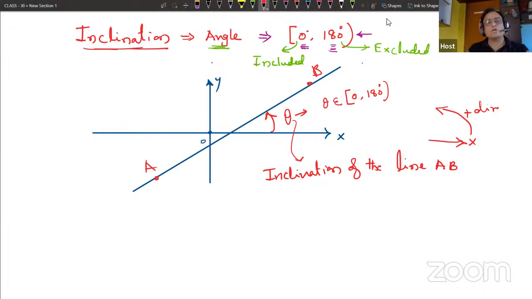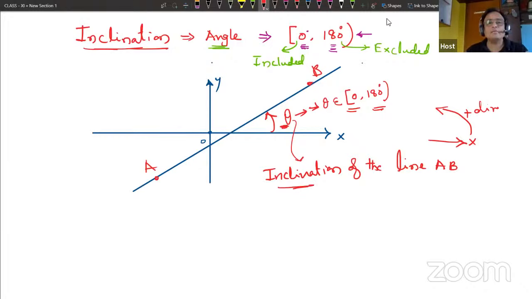First of all, you can remember it like this. Inclination is, number one, the angle made by the line with the positive x-axis and measured in positive direction. Not only that, you have to confirm that the angle should be between 0 to 180 degrees. Then the angle between the positive x-axis and the line, whatever angle you see, is known as the inclination of the line.